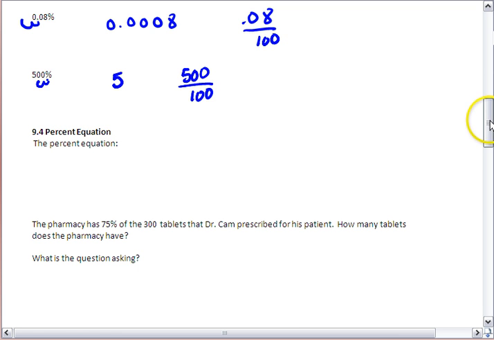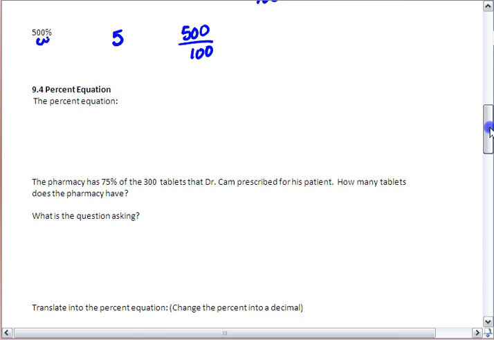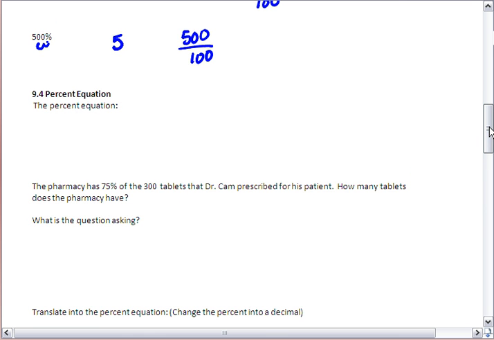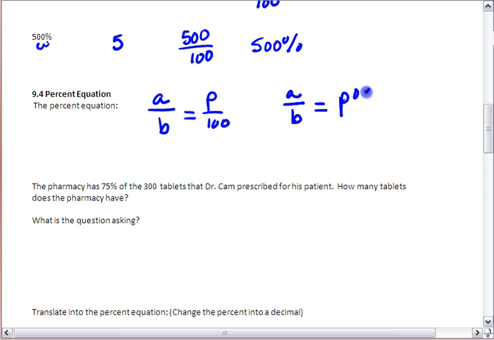Now let's start to look at what we call the percent equation. Now that we know how to convert them, let's start thinking about what the percent equation is. Let's start with our percent proportion. Our part over our whole equals P over 100. Now just like we did up here, 500 over 100 is 500%. We could also say A over B equals P percent. I can write it as over 100 like I did here, or I can write it as a percentage.